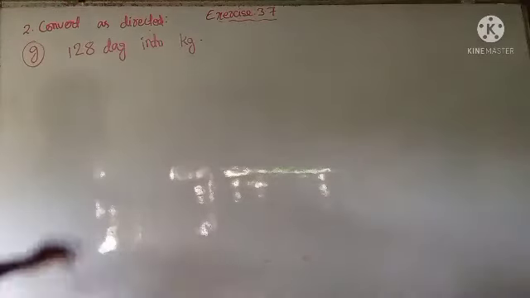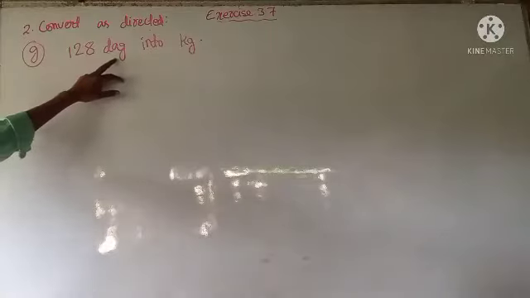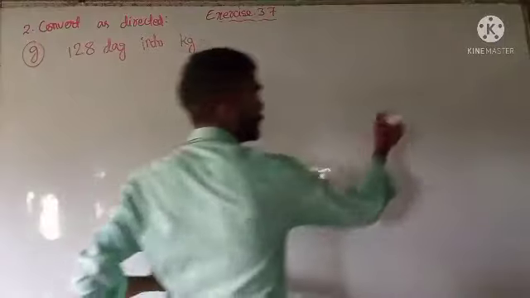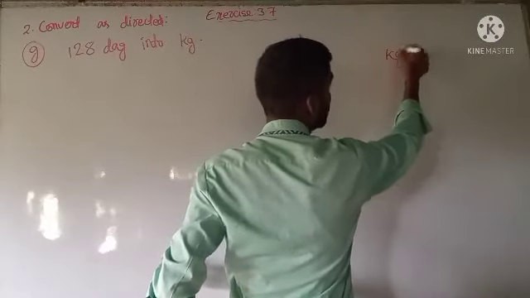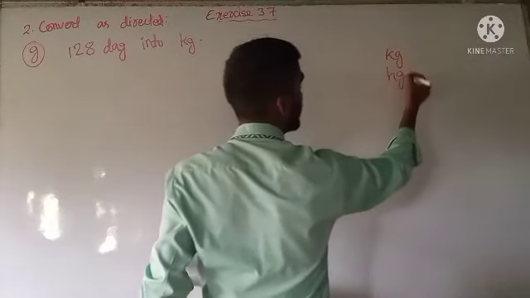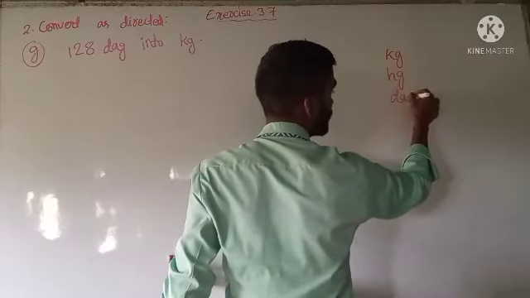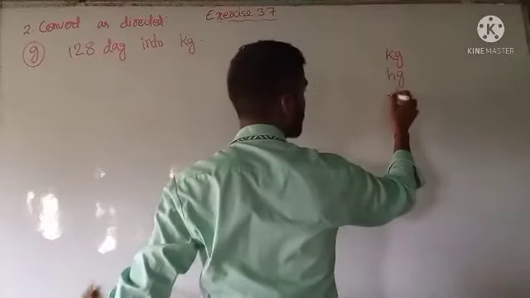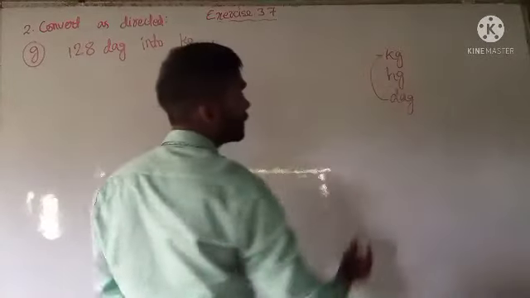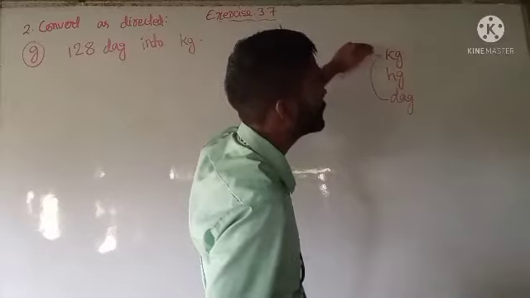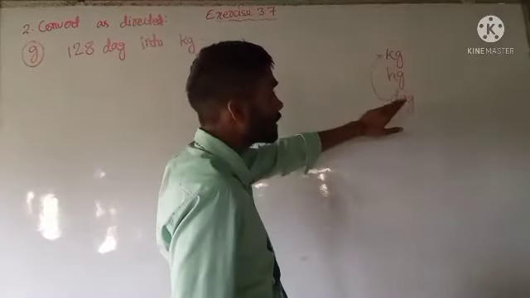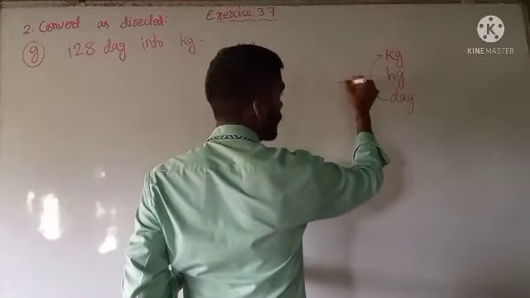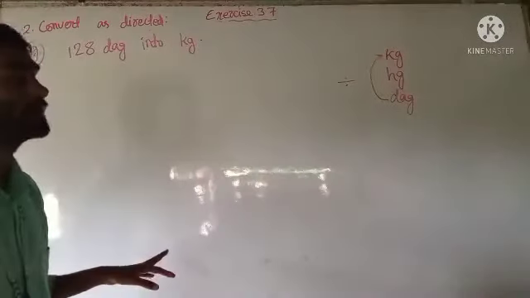Now let me show you one more from this same question number 2. Here option number G, that is 128 decagram into kg. We'll convert this decagram into kg. So we know the units, that is kilogram and hectogram, and next is decagram. Now this decagram we will convert into kg. From smaller unit we are going to convert it into the greater unit. When we are converting from smaller to the greater unit, what we need to do is divide. Now with what do we need to divide here?